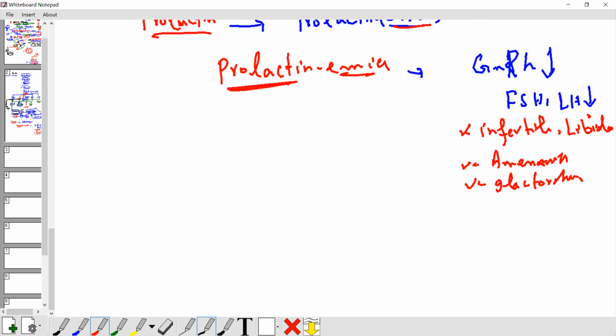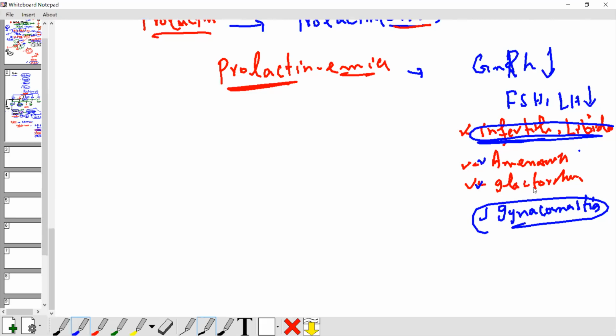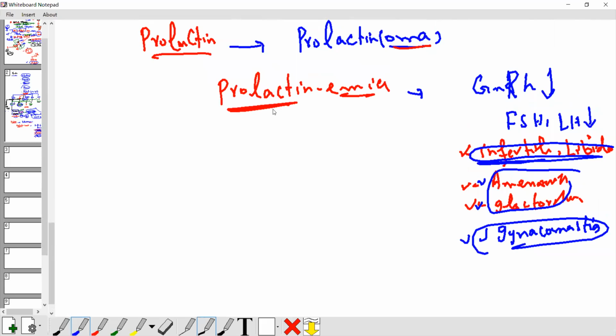Okay, in the male you can add gynecomastia. Infertility in both, decreased libido in both, amenorrhea and galactorrhea in female, and in male, gynecomastia. So these are the problems related with prolactin. Prolactin is normally produced only at the time of lactation. After giving birth, then prolactin comes. This prolactin helps milk production, and oxytocin helps milk ejection.